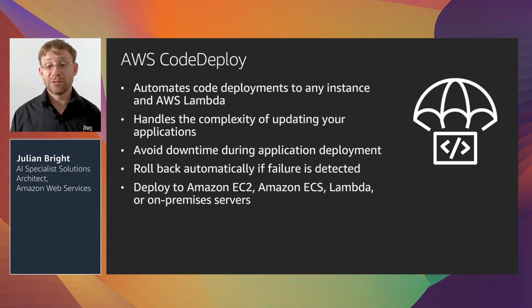AWS CodeDeploy, in particular, with support for Lambda, allows us to create Lambda API endpoints in front of SageMaker endpoints, and then use a blue-green deployment or canary deployment approach to gradually transfer traffic from the old endpoint to the new endpoint and detect any failures, automatically rolling back to the previous version.